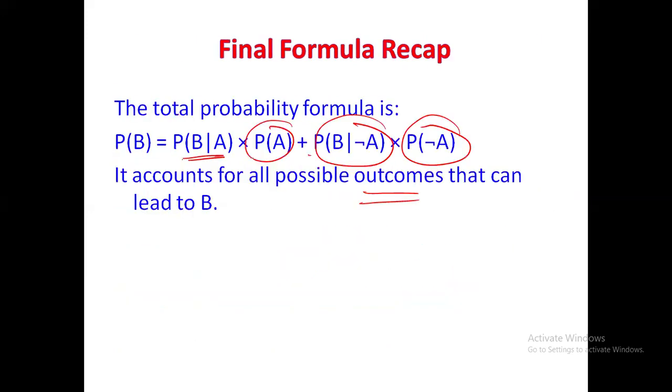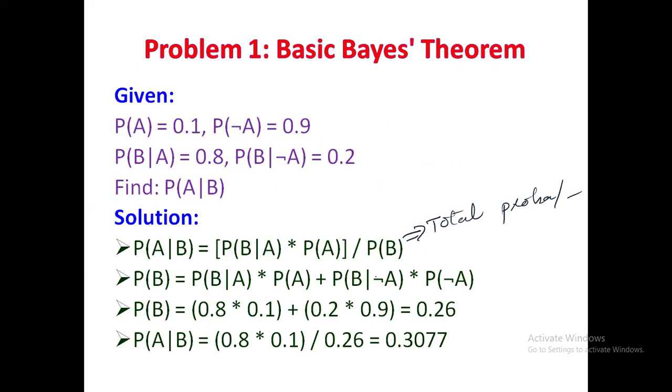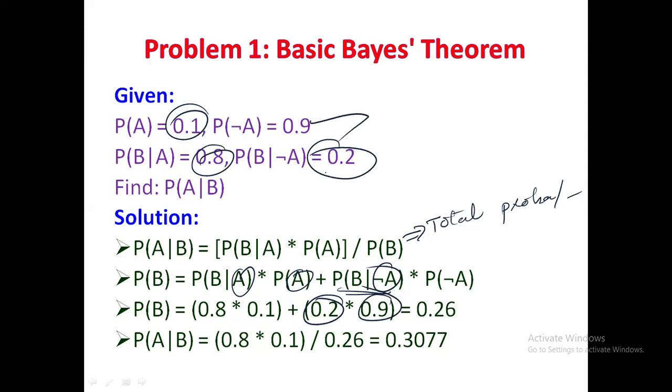Probability of B is equal to what? Probability of B given A into probability of A plus probability of B given A bar into probability of A bar. So that we are writing over here. For all those things we have the values. Probability of B given A is equal to 0.8, probability of A is 0.1, similarly 0.2 is probability of B given A bar, and probability of A bar is equal to 0.9. So if you are multiplying and adding, we are getting 0.26.